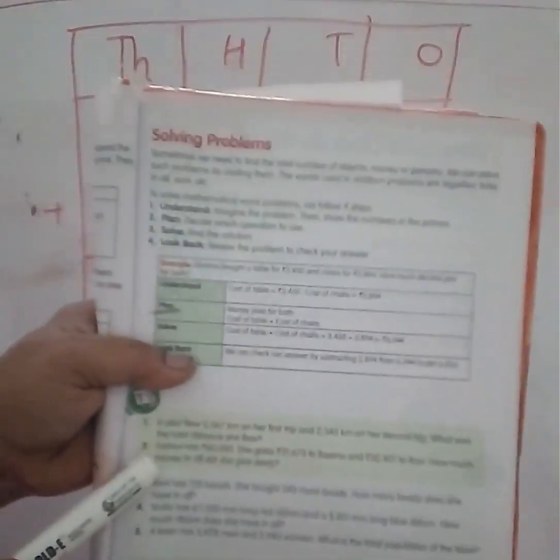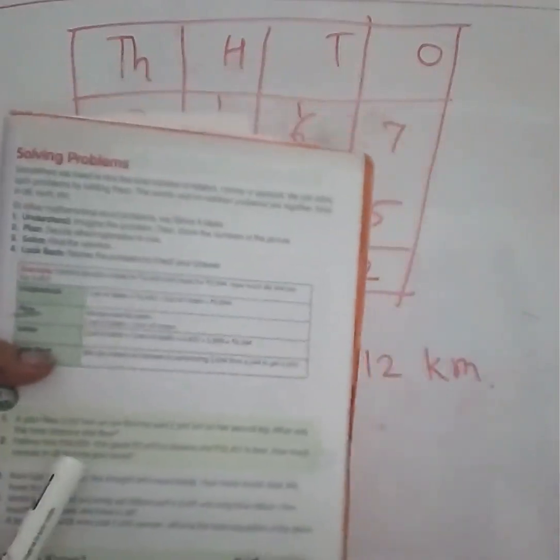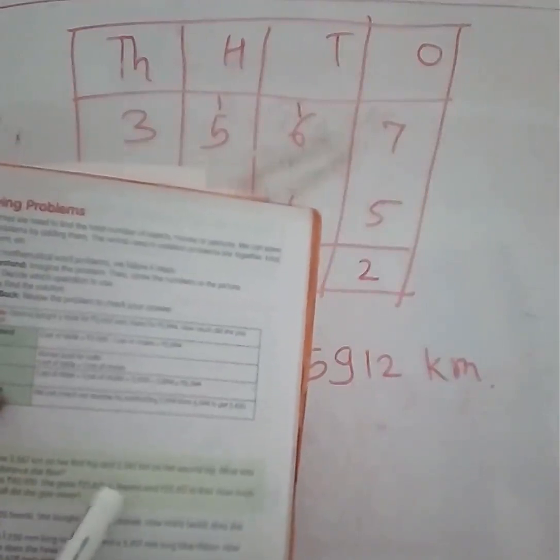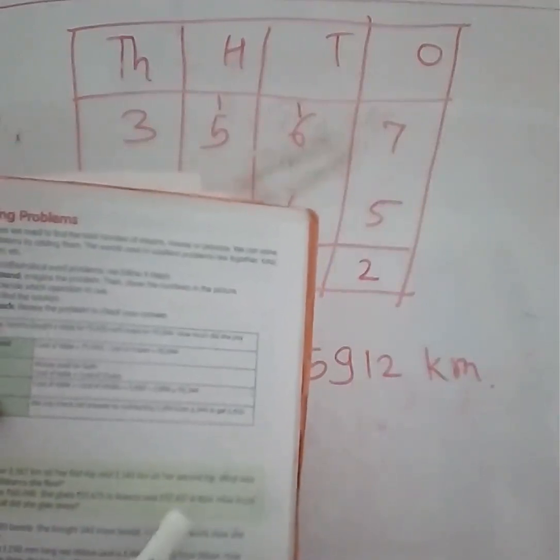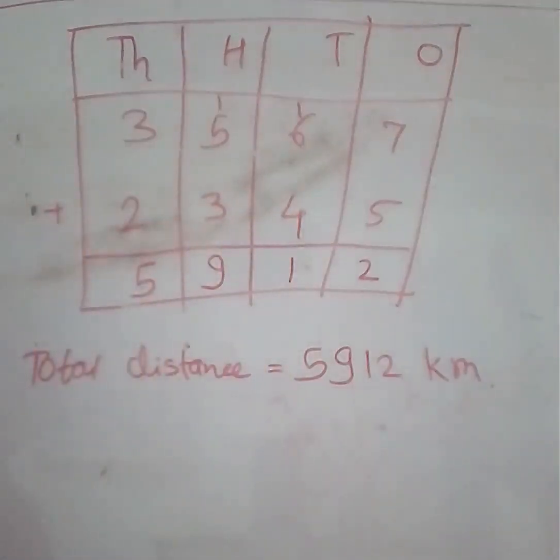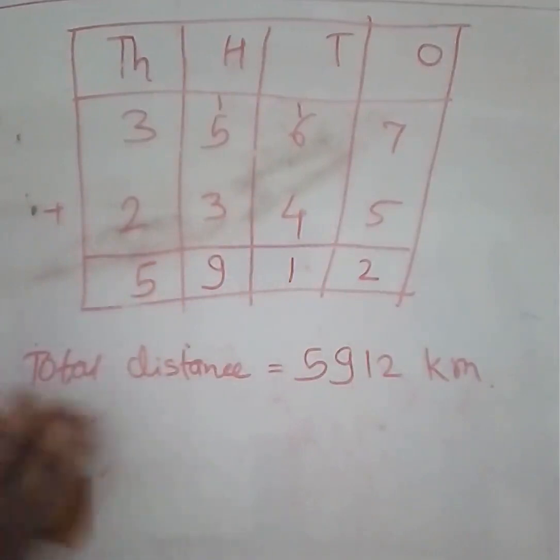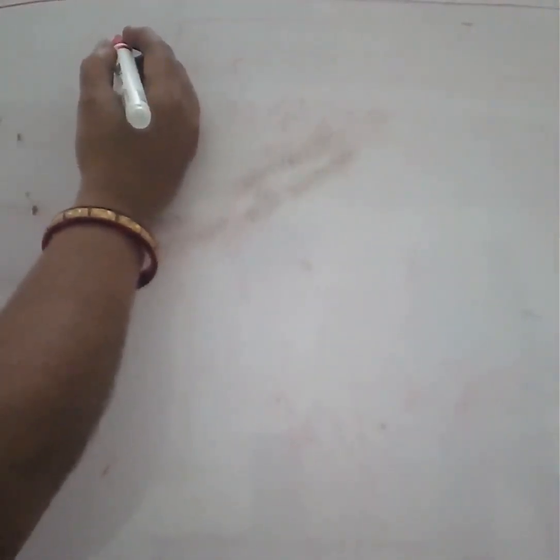Then the second question. Fatima has 60,000 rupees. She gives 21,675 rupees to Reema and 32,421 rupees to Ravi. How much money in all did she give away? Now we have to add the money which she has given to Reema and Ravi. We are going to solve the second question. We will add the amount she gave to Reema and Ravi.